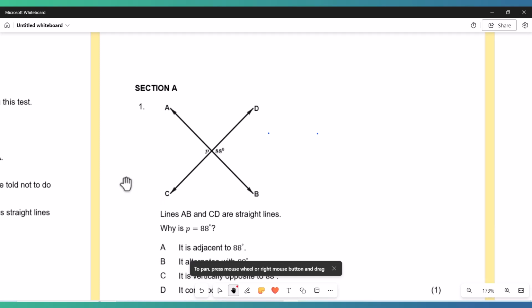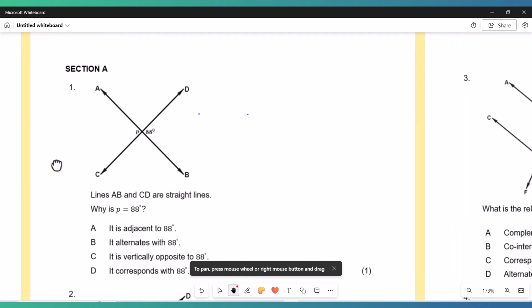Question 1, section A. Lines AB and CD are straight lines. Why is p equal to 88 degrees? Because the angle 88 and the p are vertically opposite, so p should be equal to 88. So here the answer is vertically opposite angles.